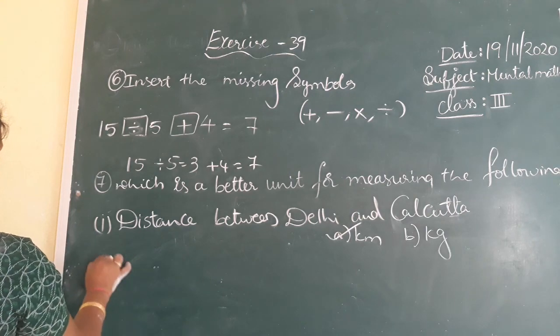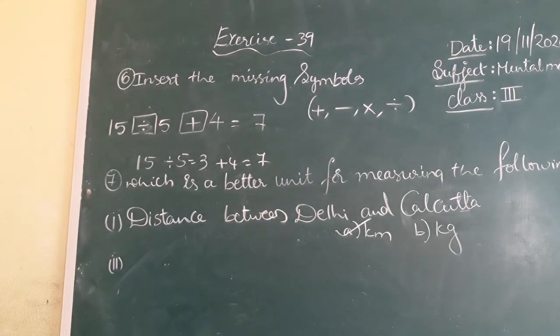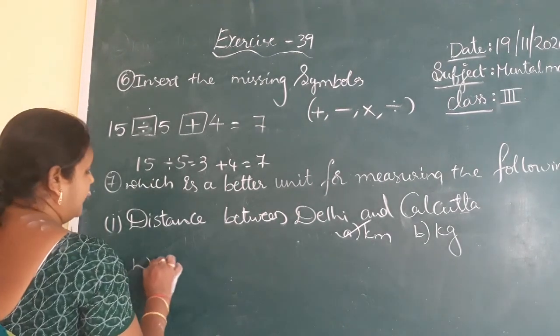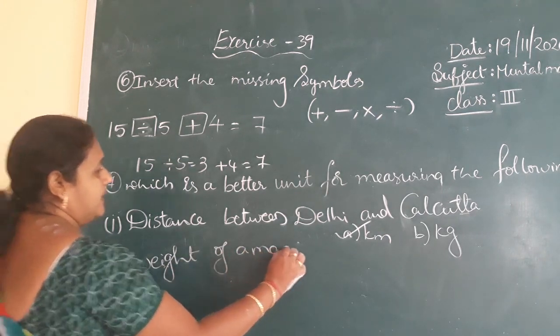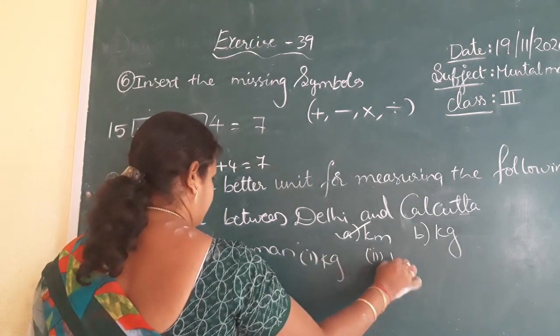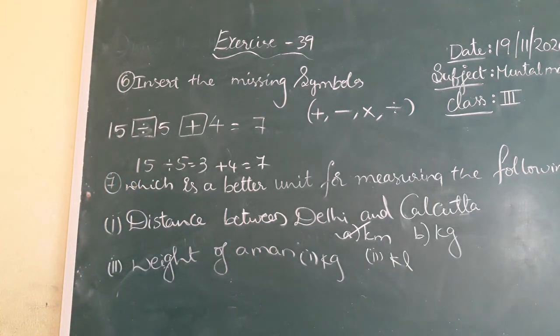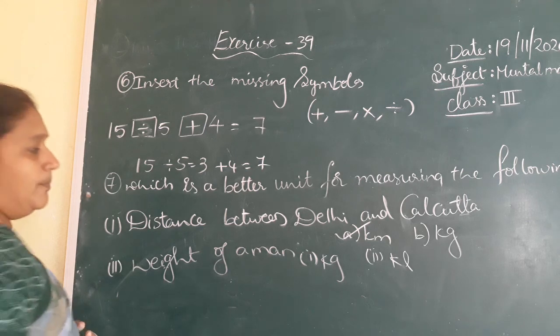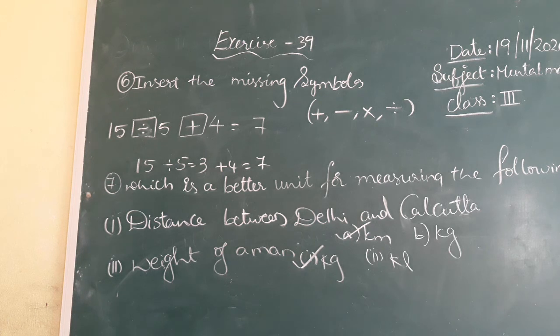See the second option, the second question, what they asked. Weight of a man. Already I told you, children, weights are measured in kg or grams. Here, a man's weight is more than that, so it will be in kgs only, not in grams mostly. A man is an elder person, so it is measured in kgs.